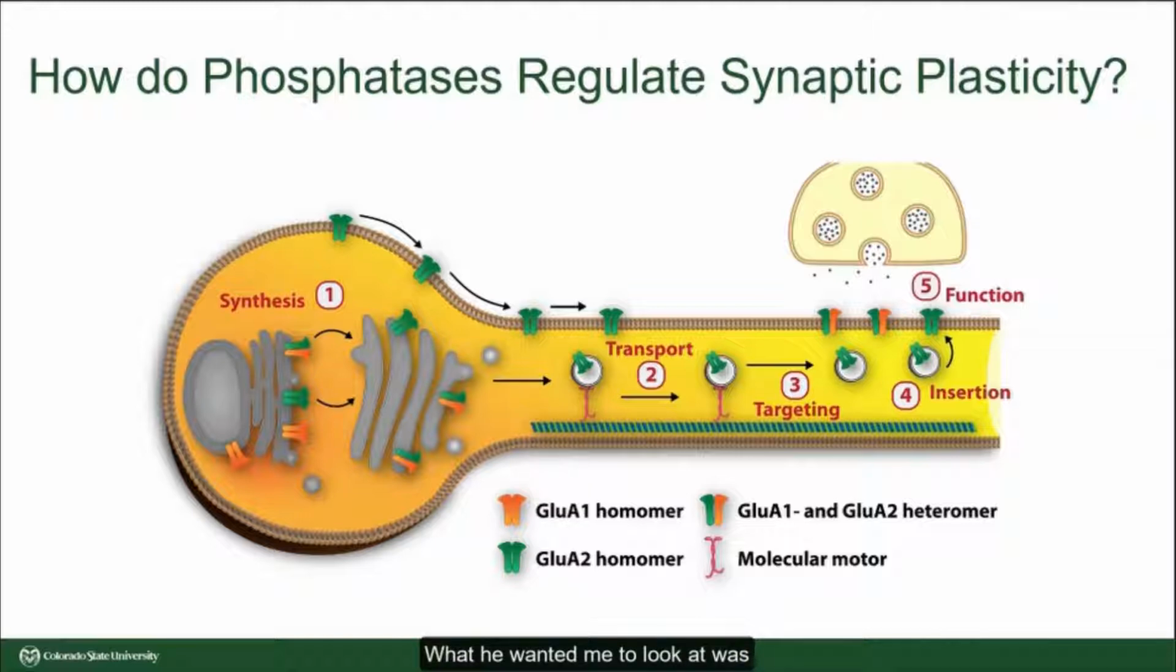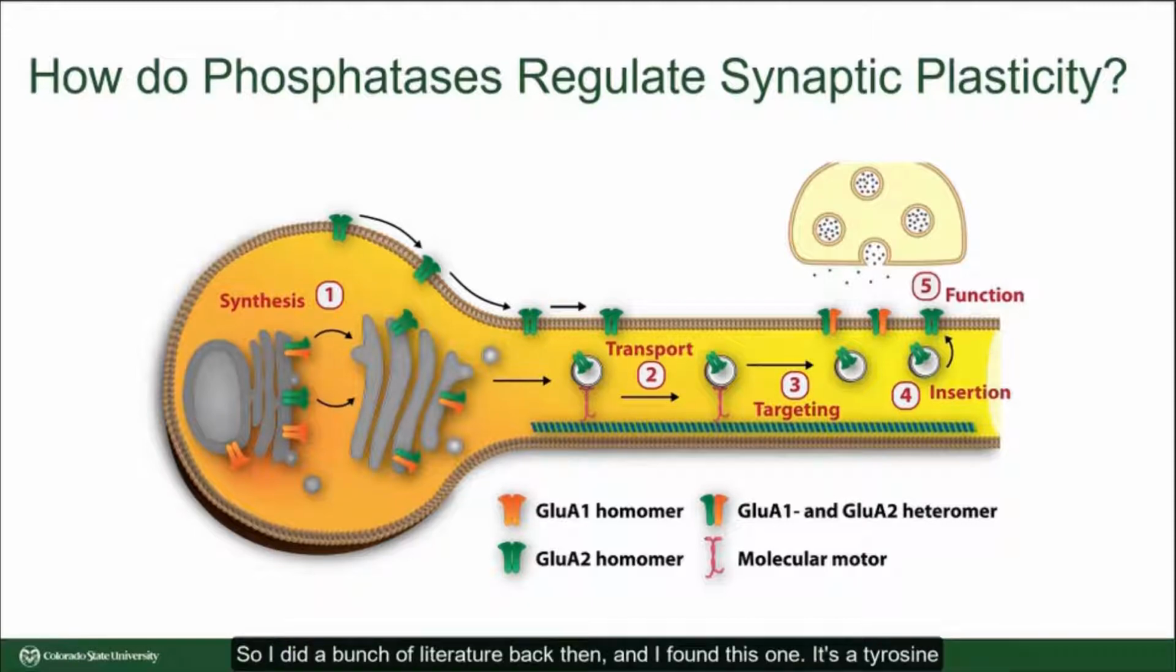What he wanted me to look at was phosphatases in this regulatory pathway. CAMK2 is a kinase, so he thought it's more than likely that some type of phosphatase is working in this pathway as well. He gave me a list of all of the known phosphatases in C. elegans and said, here you go, pick one. So I did a bunch of literature background, and I found this one.